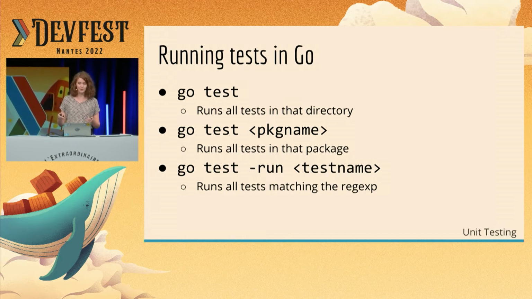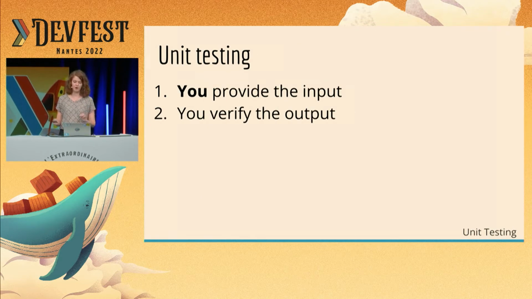There's a lot of different ways you can customize this tool. These are some of the more popular ones. For example, go test -run matches the regular expression that you provide it, and will only run those tests. So in short, to summarize, with unit testing, you provide the input, you verify the output.